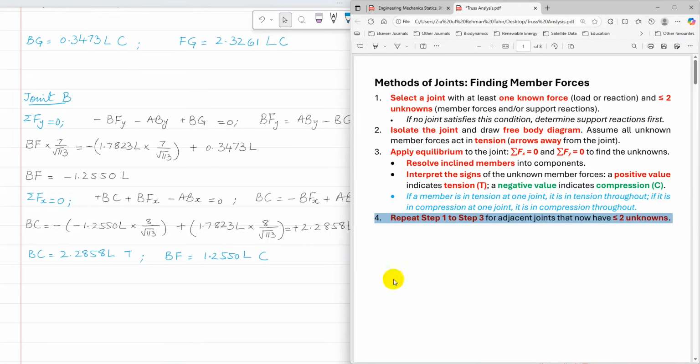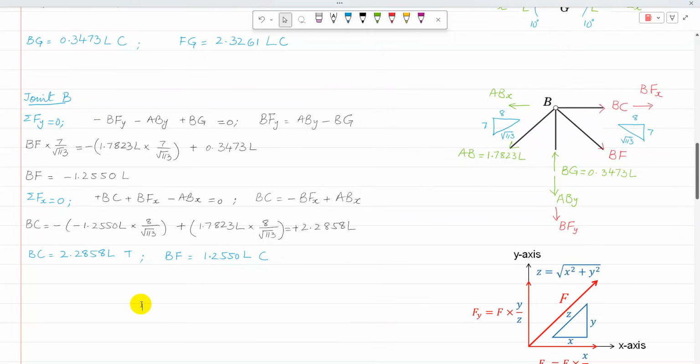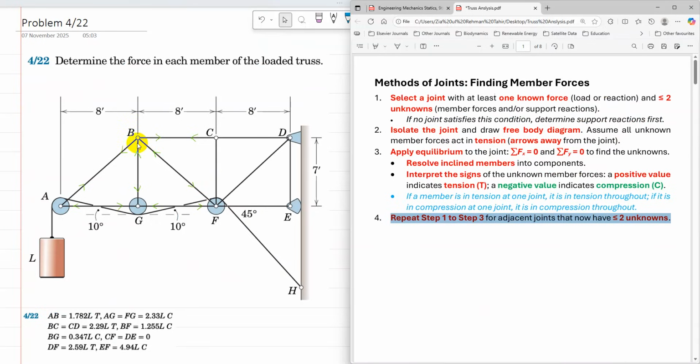So now a positive value of BC shows that BC is in tension, and BF is negative, so that is in compression. So these are the answers for joint B. Now the next adjacent joint after B is C or F. At C there are two unknowns and at F there are still three unknowns. So I'm going to solve C.